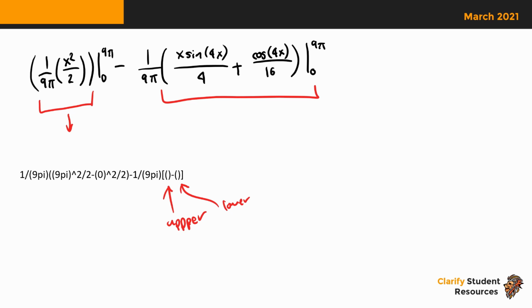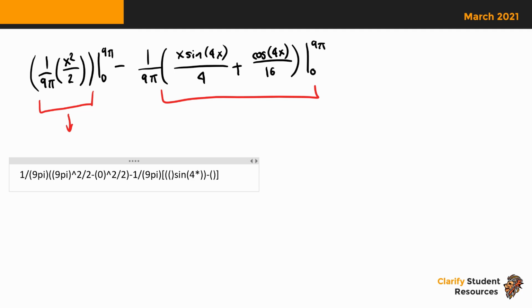So for the upper and the lower, you're basically going to be typing 9 pi and 0, right? Because it's the upper one, I'm going to type in this expression first, which is x sine 4x over 4. So instead of x, I'm going to write an empty bracket times sine, and then here I'm going to have 4 multiplied by an x, and then I can divide this by 4. I don't have to put the brackets here because 4 is just a standalone number. And then plus cosine, again 4 multiplied by an empty bracket, and then over 16.